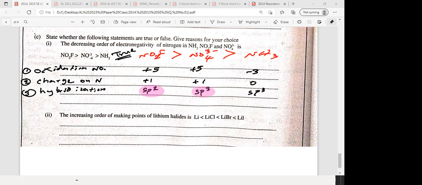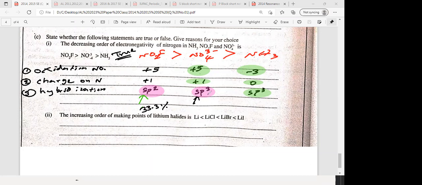Both of the first two factors are the same for NO2F and this one, but sp2 matters here. When you compare 2 and 3, the oxidation number matters, the charge matters, and the hybridization also matters. All three matter here. For the first two, when you compare, hybridization matters because the others are the same. Here the S character contribution, out of the three orbitals, will be nearly 33.3% out of 100.